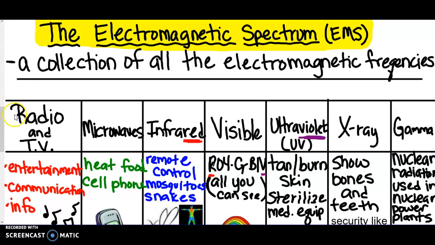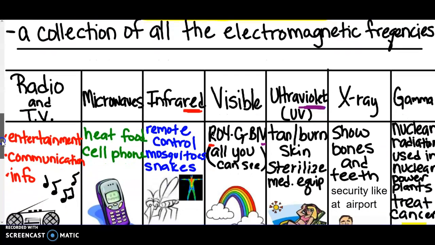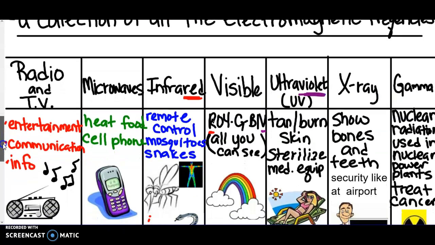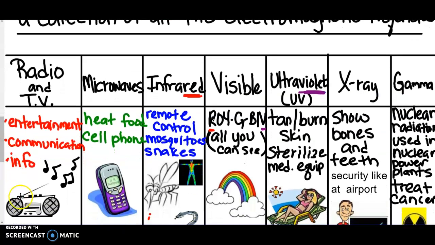So the first one that we've got is radio and TV, and those are used for entertainment, those are used for communication, and those are used for information. And then after you write that down, we want to draw a picture. You can draw either, I did an old school radio, you could do a television, you can pick whatever you want to draw to go in that section.